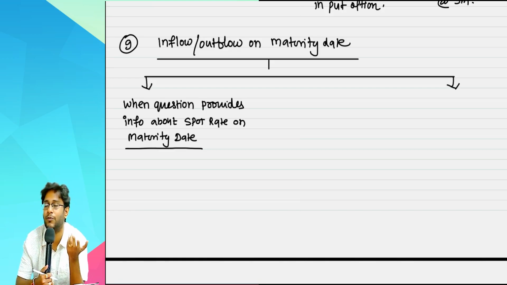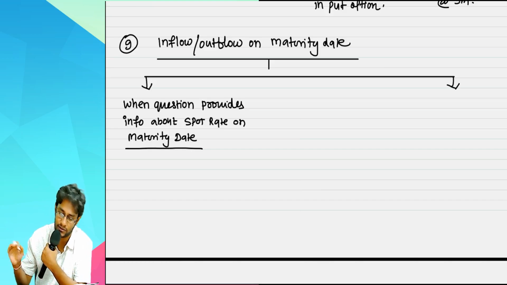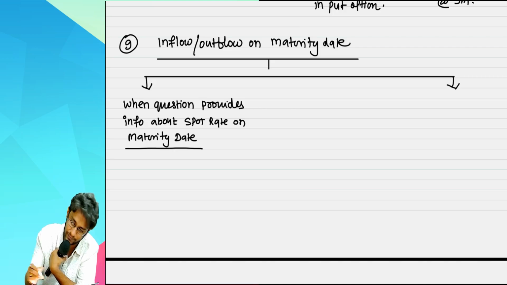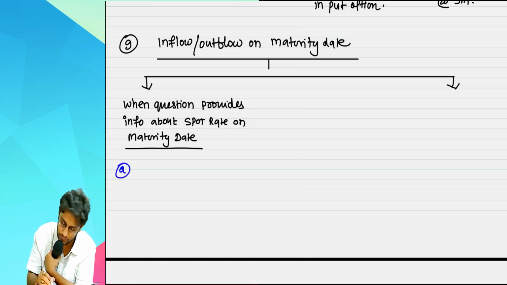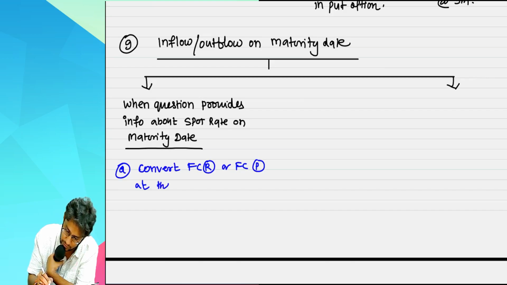But after 3 months, what spot rate will prevail? How will he know? He will not know. That's why he won't give you. At least an estimate he should give. Some questions they are giving, some questions they are not giving. No problem. Here you have to do A: convert FC receivable or FC payable at the given spot rate.